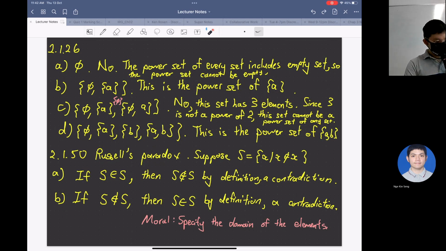D, it is a power set, and then just write out what this power set of a power set is.